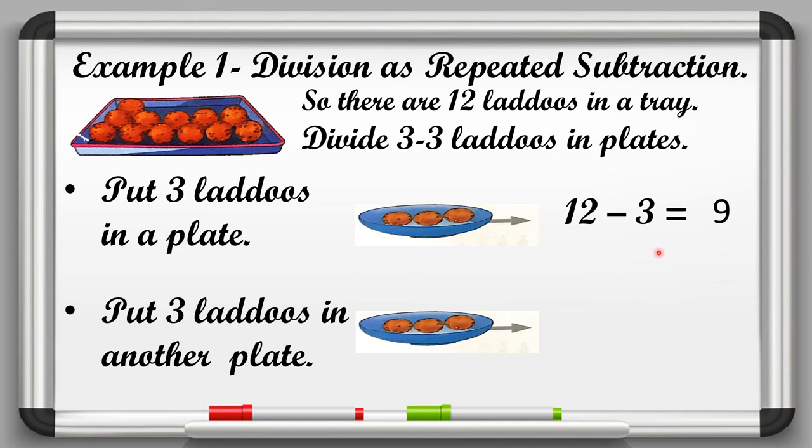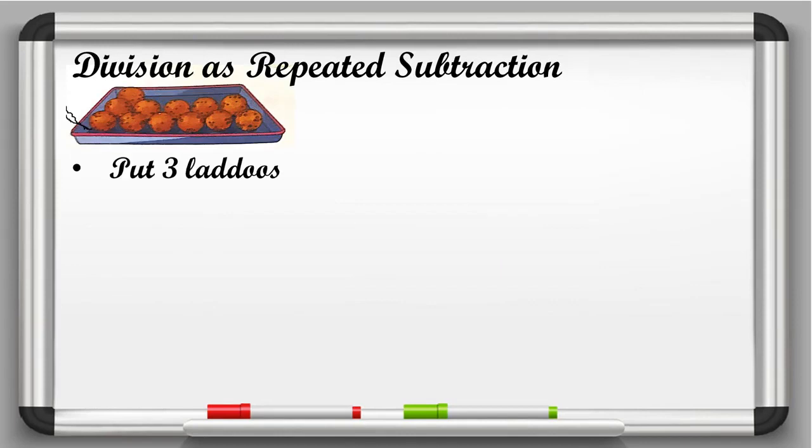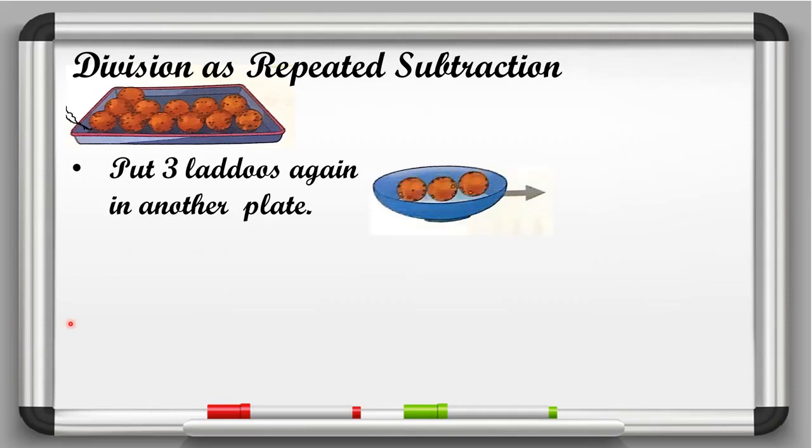So 9 minus 3. Now keep 9 in your mind and 3 on your fingers. Let's start backward counting. 8, 7, 6. So we will write 6 here. So how many laddus are left with us now? That is 6. Now put 3 laddus again in another plate. Okay beta, here we have a plate and we have 3 laddus here. So 6 minus 3 is equal to 3. Now we have 3 laddus left.